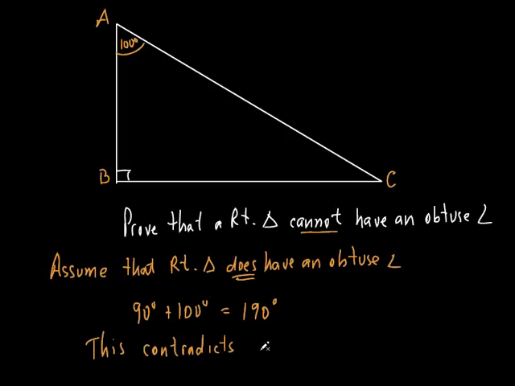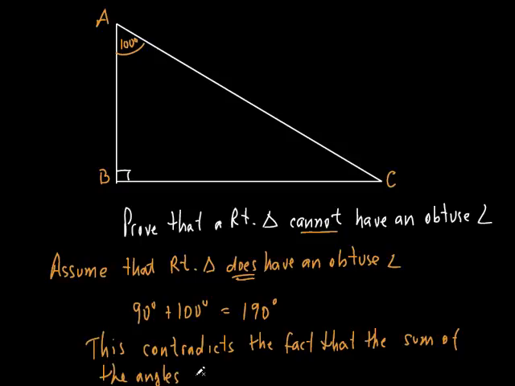What is the fact? This contradicts the fact that the sum of the angles of a triangle, sorry for my messy writing, must equal 180 degrees. See what I did? That contradicts. This right here says the sum of these two angles equals 190 degrees. But that contradicts something that I already know, that the sum of the angles of a triangle has to equal 180 degrees.